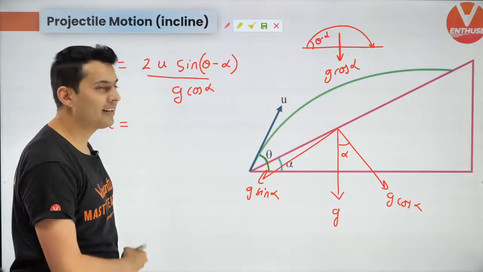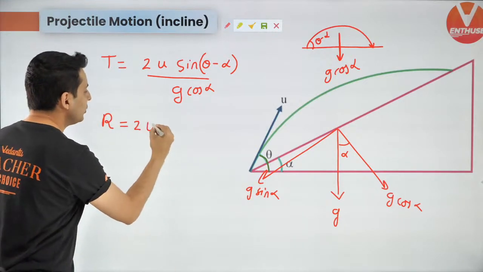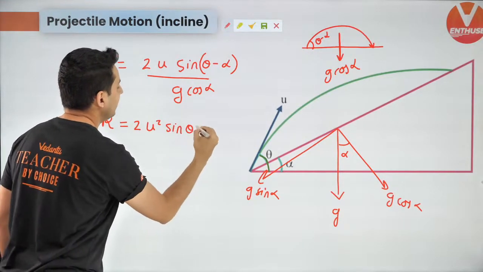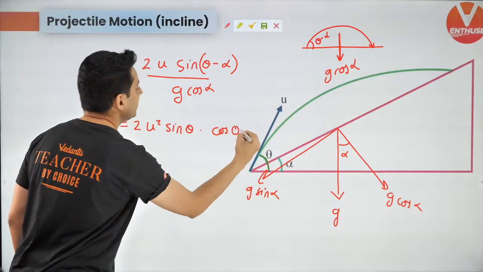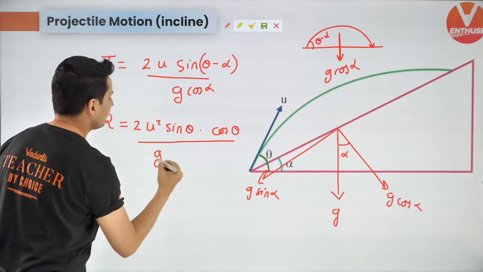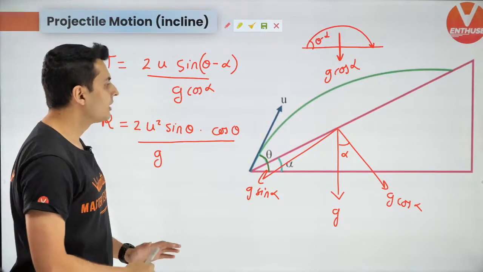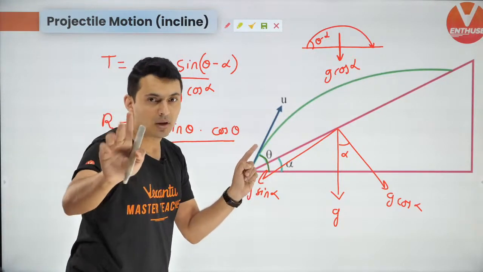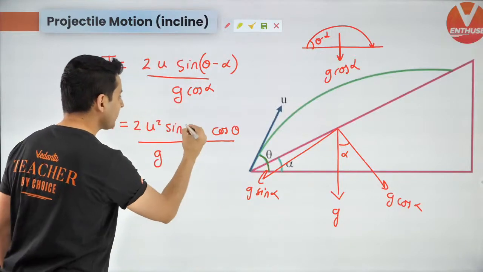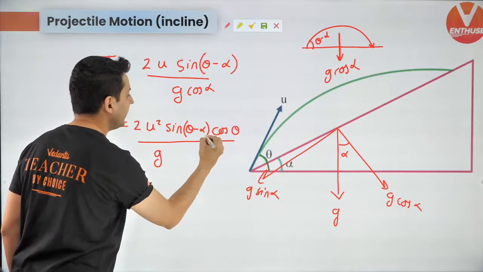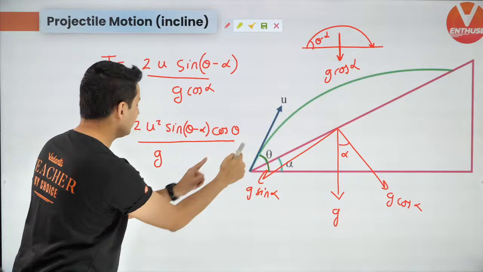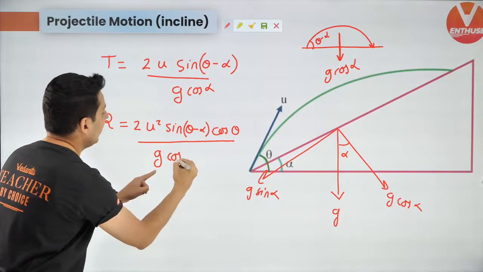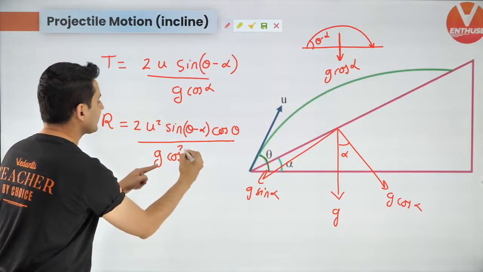Now, range formula. What is the range formula? It is usually 2u square sine theta cos theta divided by g. That's it. Now, I'll tell you what change happens. Both thetas do not change, that's something you should keep in mind. Just make it sine theta minus alpha, and do not change the other. And instead of cos alpha over here, it's cos square alpha.